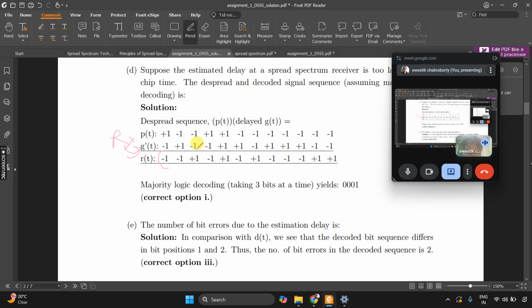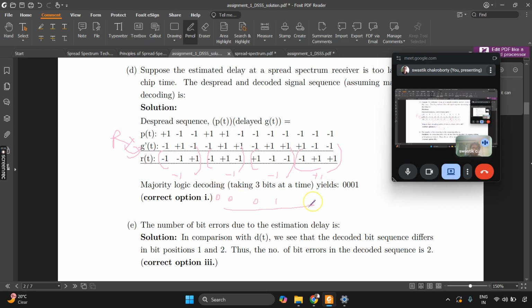you take 3 bits at a time. Why? Because originally we took 3 chips to mean 1 bit. We spreaded 1 bit into 3 chips. So now we will combine 3 chips to get 1 bit. So 3 at a time, and we will get this is 0, this is 0, this is 0, this is 1. Majority logic decoding means this is -1, this is -1, this is -1, this is +1. So it is 0, 0, 0, 1.